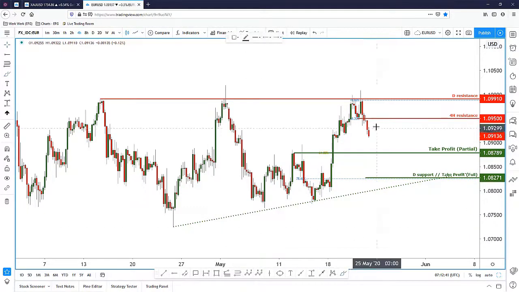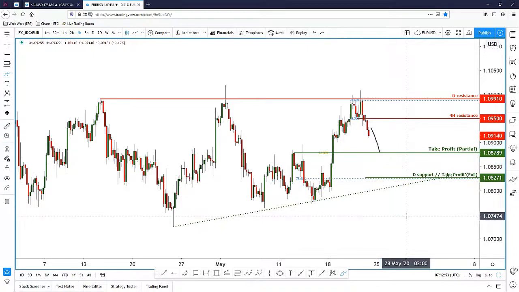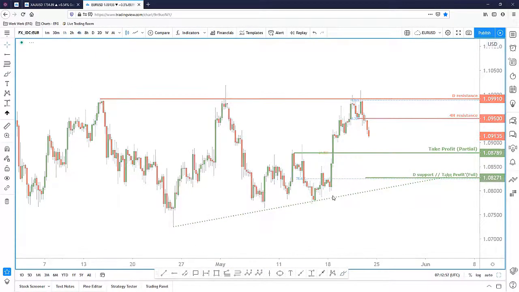Right, so how this works is we can go short when price reaches the partial take profit. We close out 50% of our position, move our stop loss to break even, and then let the rest of the position run to the daily take profit. Okay, so to find our entry, we can go down to the 1 hour.